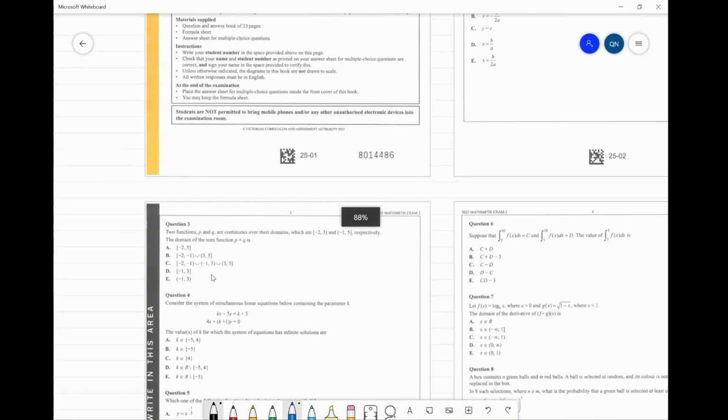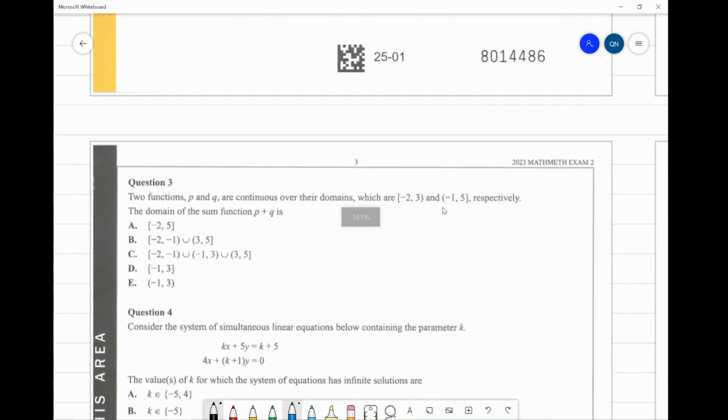Okay, question 3. We have 2 functions, p and q, continuous on these domains. The domain of the sum is just going to be the intersection of these two. So minus 2 to 3 looks like this, and negative 1 up to 5, where negative 1 is exclusive actually. What's the intersection? It's negative 1 to 3.